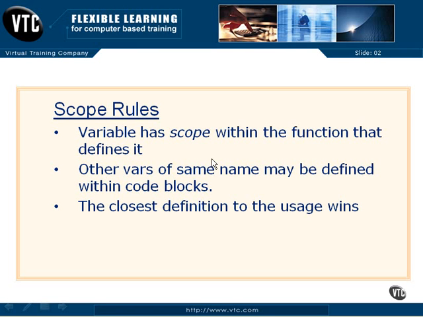So when we had main and we had integer I or something inside main, that integer, that variable called I, was local to main. No other function could see it. Only main could work with it. And it had scope until the closing brace of main.